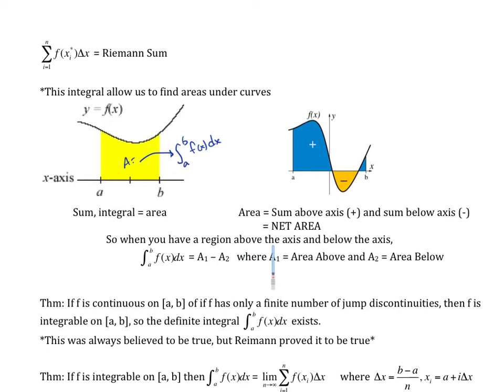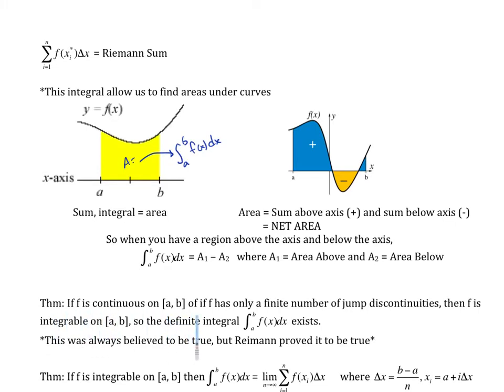So when you have a region above the axis and below the axis, the integral from a to b of f of x dx equals A sub 1 minus A sub 2. A sub 1 is the area above, and A sub 2 is the area below. So this is a positive area. This is a positive area too, but it's below the axis, so we assigned it a negative sign. How about if I said it to you that way? This is above the axis, it's a positive area. This is below the axis, it's still a positive area, but since it's below the axis, we assign it a negative value.